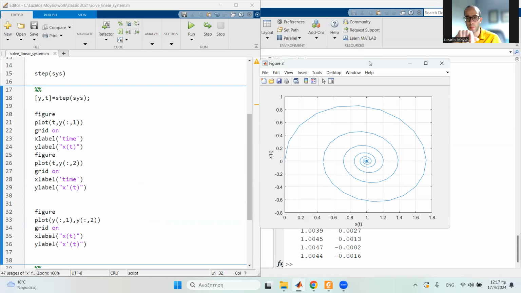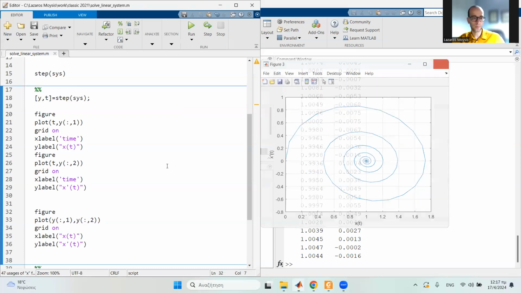So here I obtain the spiral. The system starts from here, zero initial conditions, and slowly but surely transcends, if we like, into this equilibrium position, which is zero velocity and displacement equal to 1. Okay, so just as a side note, this is called the phase diagram. This is very common in physics, for example.